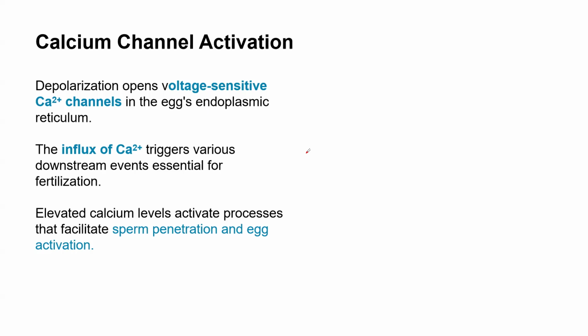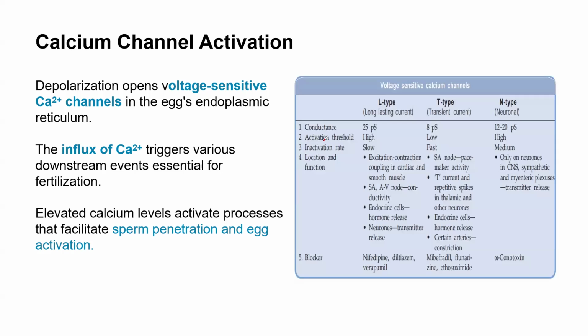So see, ladies and gentlemen, you need to understand that this element, sodium ion, causes depolarization, and then the depolarization triggers the endoplasmic reticulum to activate voltage-sensitive calcium channel. And as a result of that, there will be an influx of calcium, which will trigger the various downstream events. So the elevated calcium in the cell will now activate the process, and that process will activate sperm penetration and egg activation.